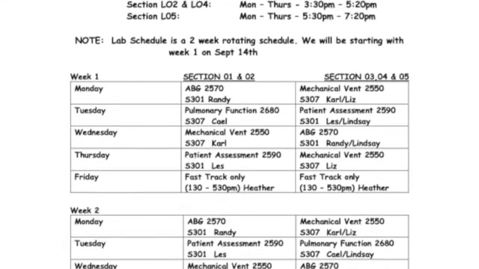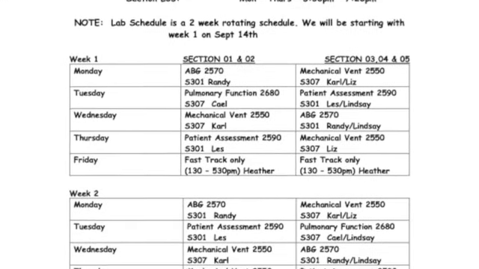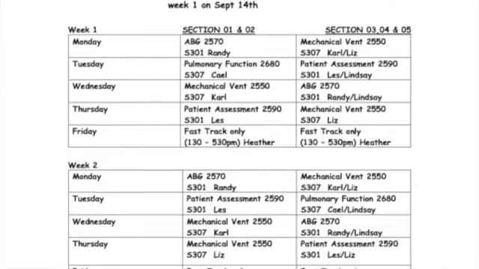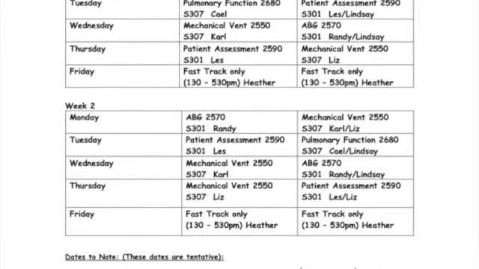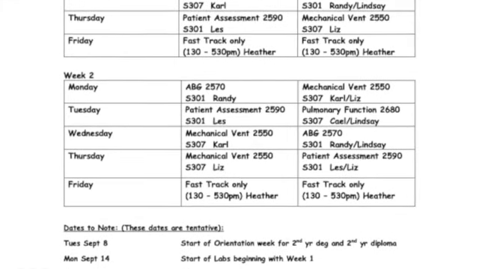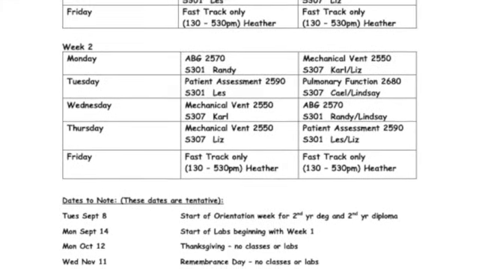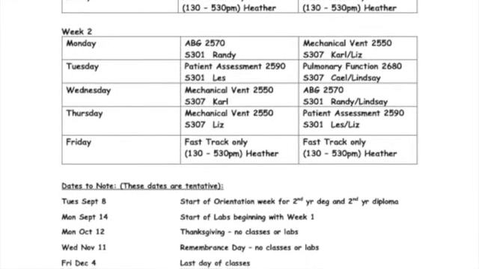Labs run on a 2-week rotating schedule and we start on week 1. For week 1, in this example, if you were in section 1, you would be starting with ABG with Randy on Mondays, and if you were in section 4, on Mondays you would be in mechanical ventilation with Carl.